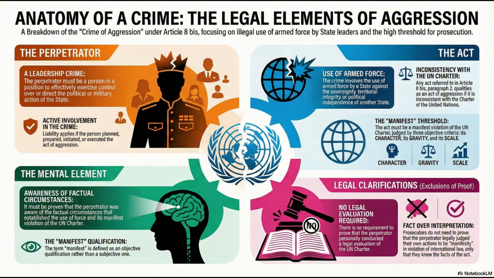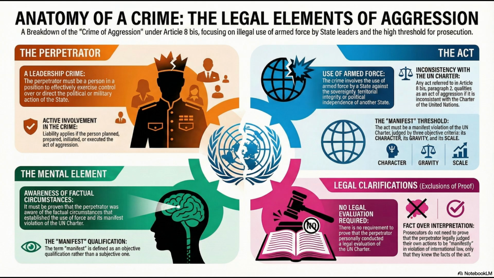Oh, absolutely. Because the framework defines an act of aggression as the use of armed force against another state's sovereignty, which is basically their right to say, you can't come in here. Right. Or their territorial integrity. Yeah. And obviously it has to be inconsistent with the UN Charter. But is every minor border scuffle a crime of aggression? Like, what if a drone accidentally drifts over a border while chasing a suspect?